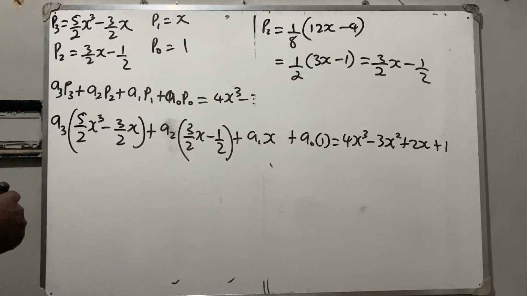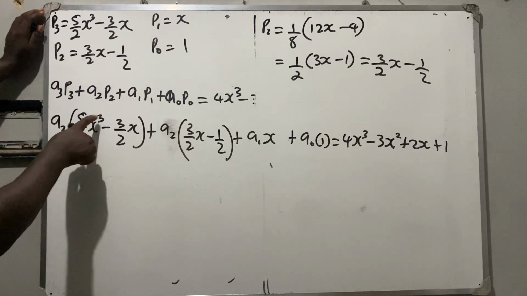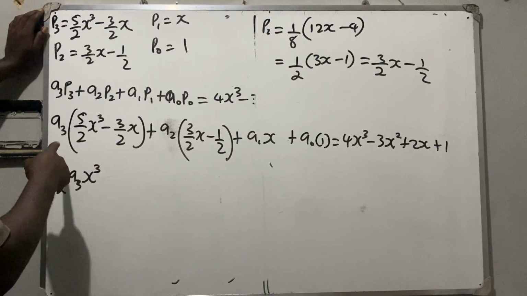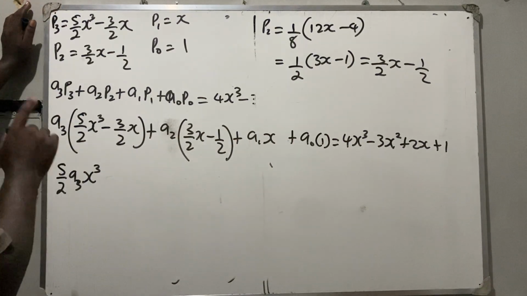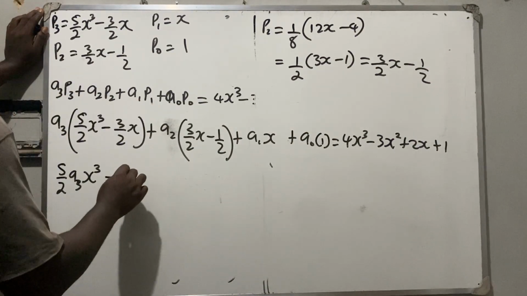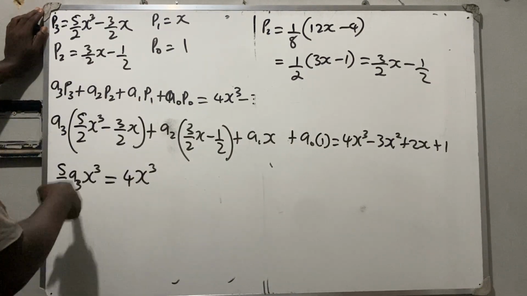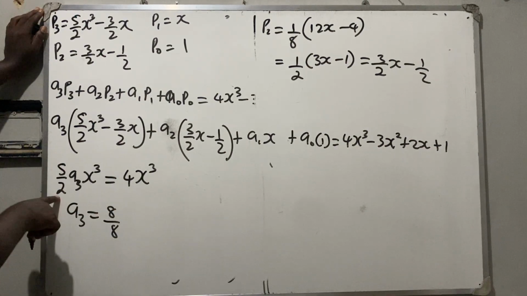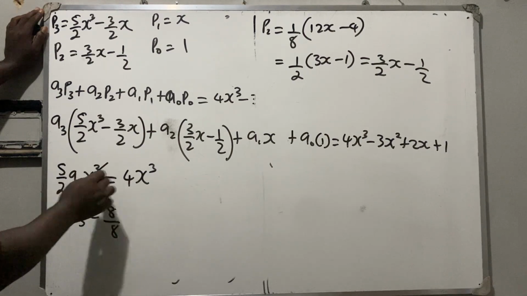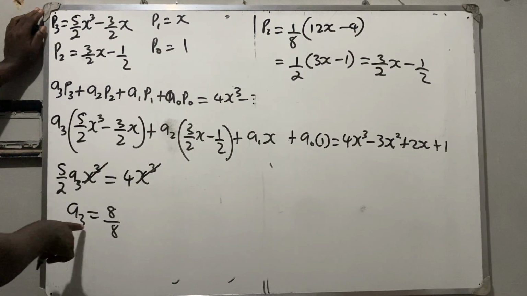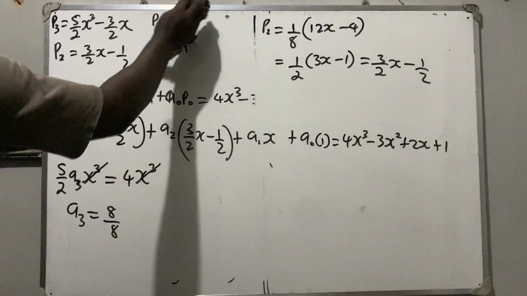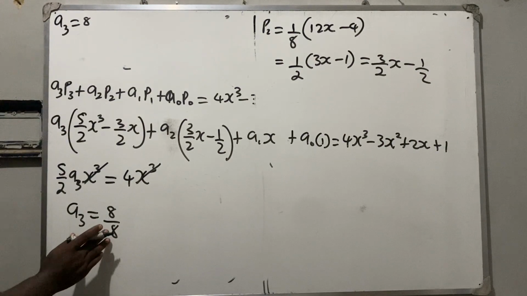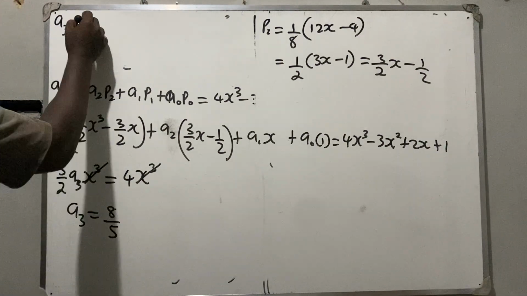Let us bring out all the terms that have x raised to power 3. I have 5 over 2 A3 has x raised to power 3. Is there another term that has x raised to power 3 on the left hand side? No. And it must be equal to x raised to power 3 on the right hand side. So if this cancels this, that is 5 over 2 A3 is equal to 4. Then you cross multiply to get your A3. So let me clean here so that I'll be writing it. So my A3 will now be equal to 8 over 5, not 8 over 8. 8 over 5.